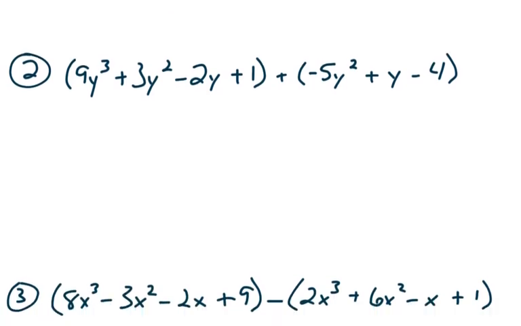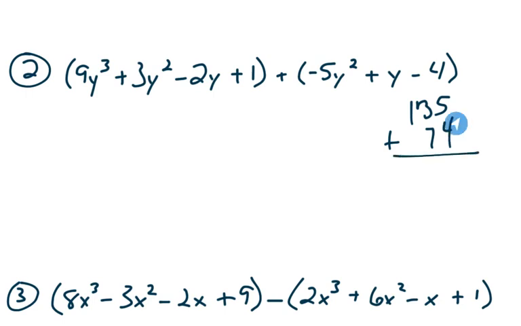Number two, let's try the vertical method. In the vertical method, remember when we're thinking back to just like 3-column addition in elementary, if we had like 135 plus 74, we just line up our units, tens, hundreds, so on. We're going to do the same thing here with polynomials.